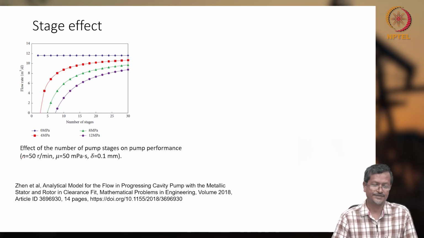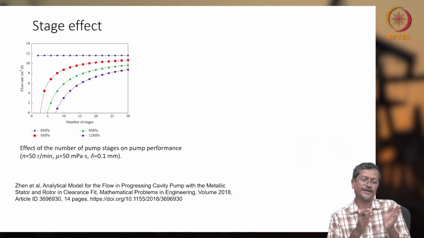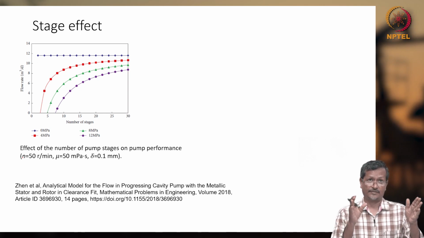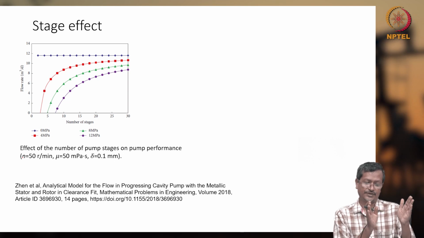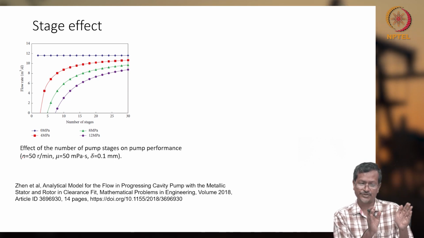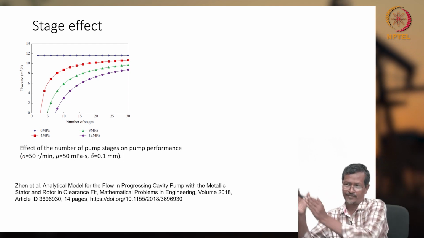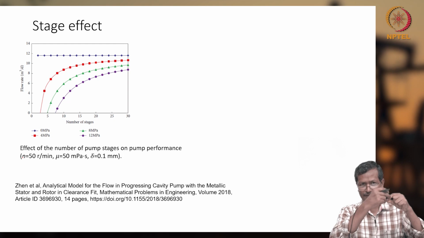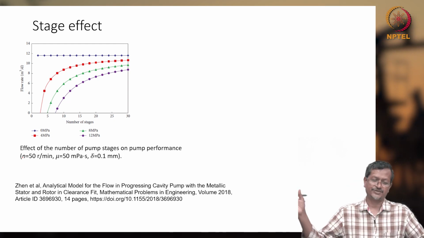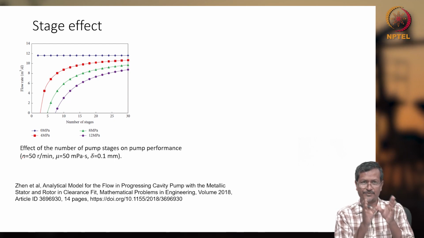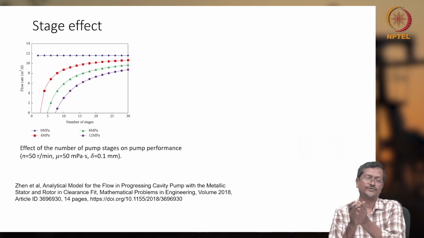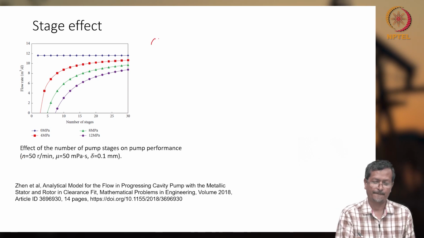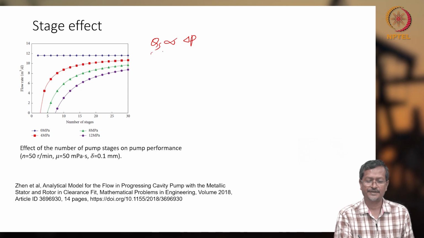Stage effect. One stage will produce a certain amount of fluid, so two stages, three stages. If you increase the number of stages, you get less leakage, because your total pressure drop is getting divided. Each cavity gets a lower pressure, let's say 5 bar, 5 bar, 5 bar. But if you have only one stage and give 100 bar pressure, all 100 bar will act on one leakage area. With several stages, each gets a small pressure difference, so your total leakage rate goes down.